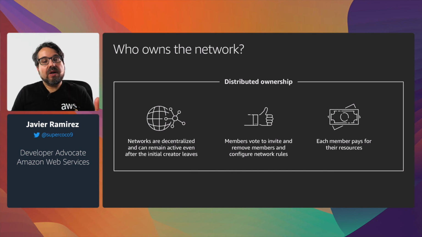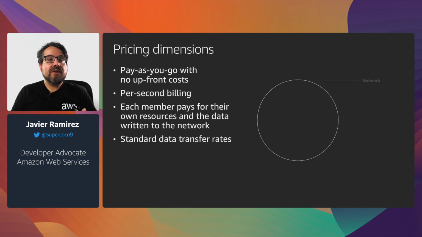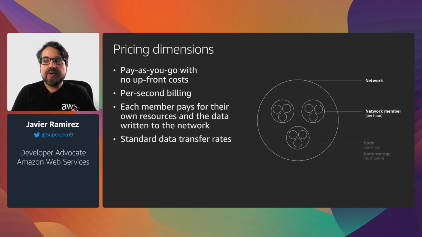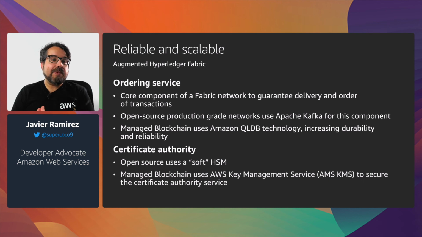And no one owns the network. You create a network and you invite people, and each one is going to have a copy of the database. The moment someone joins a network, they are part of the network, and even if the original owner disappears, the network is still alive. And each member is paying only for what they are using. So each member is paying for the nodes that they have in the system. Each member is paying for the data they are writing, and each member is paying for the storage they are using. But no one is paying extra for having the network up and running.